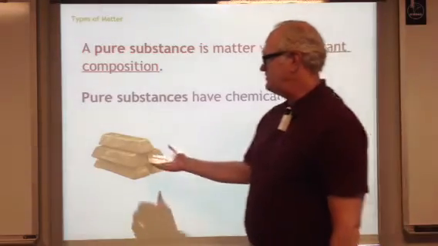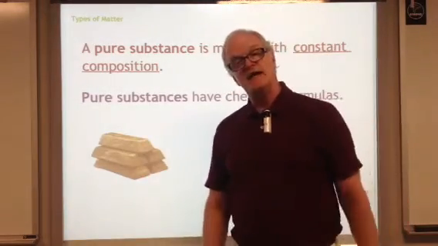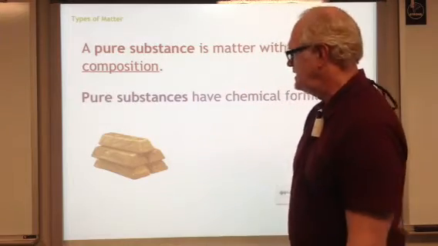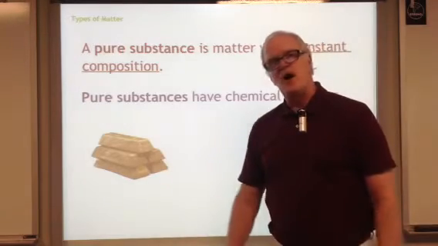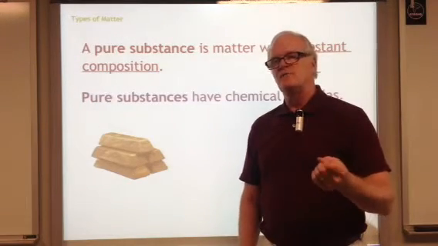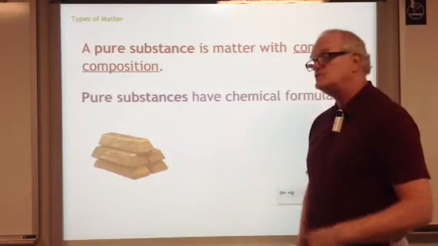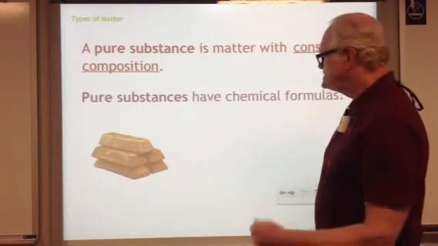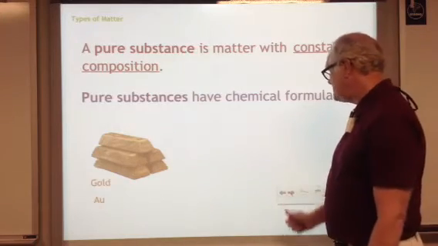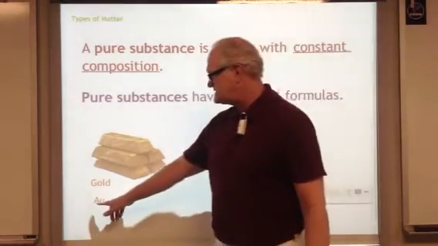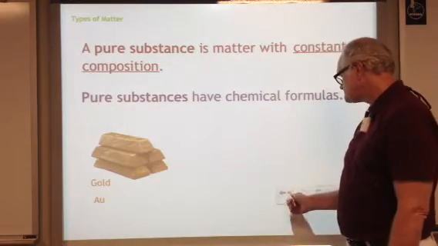So here's an example of a pure substance. These are gold bars, like the ones that I imagine they store at Fort Knox, that the U.S. government keeps. So if you have gold in the form of these bars, or you have gold in the form of maybe a piece of jewelry, the gold in either one of those two things would be the same. Gold is something that is a pure substance. It has a definite composition. In fact, it has a symbol that represents gold. The symbol Au represents gold.